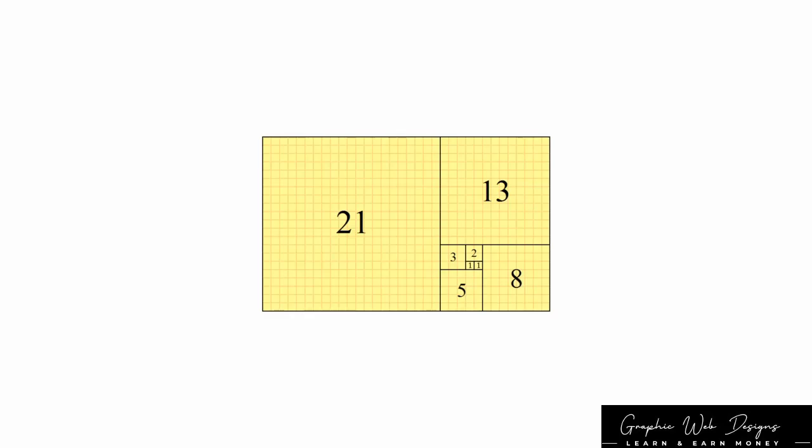Now that we understand the numerical pattern of the golden ratio, we can go on to discover how it can be applied to something that we can visualize. The grid you see here is a representation of the Fibonacci sequence applied visually.